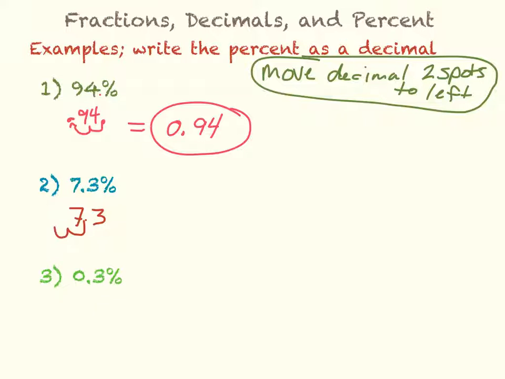Alright, the next one, I have 7.3%, so I'm going to rewrite 7.3, and I'm going to move it 2 spots and put a placeholder 0. So my final answer is 0.073, and that is 7.3%.